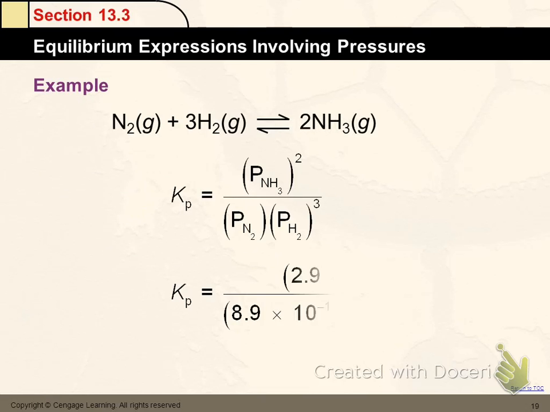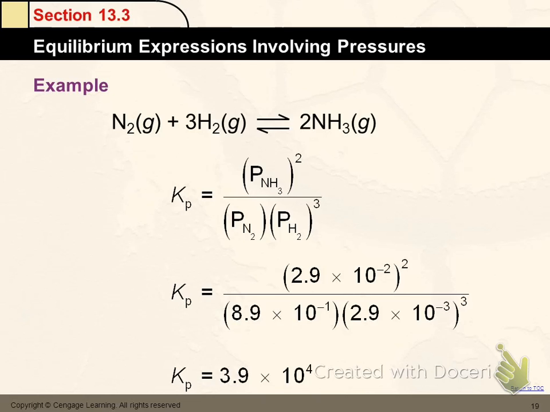So going ahead to start plugging it in, Kp equals these values. After that, all it is, is plug it into your calculator and solve to get your final answer, which should be 3.9 times 10 to the 4th. Again, K not having units, you will just report it as a raw number.